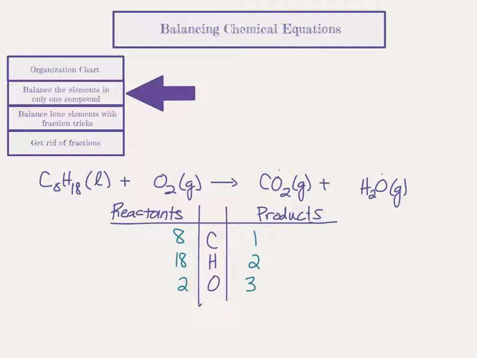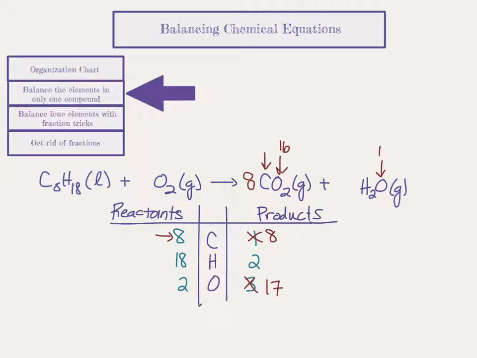Let's start with carbon. Since I have 8 carbons on the reactant side, I'm going to put an 8 in front of my carbon dioxide molecule. This implies now that I'm going to have 8 carbons and 8 times 2 oxygens for a total of 16 from that carbon dioxide molecule. However, I need to remember that I have 1 more oxygen on that water molecule for a total of 17 on the product side.